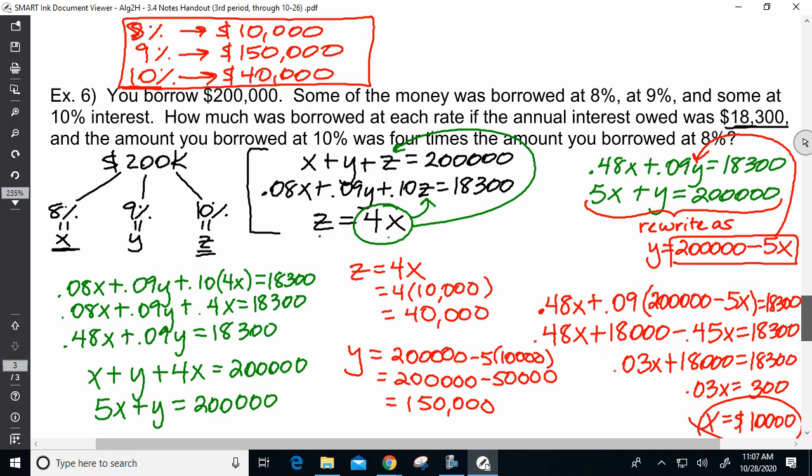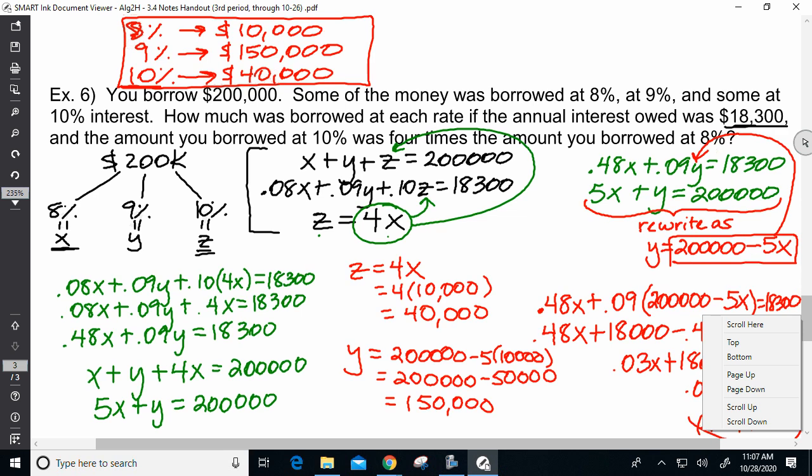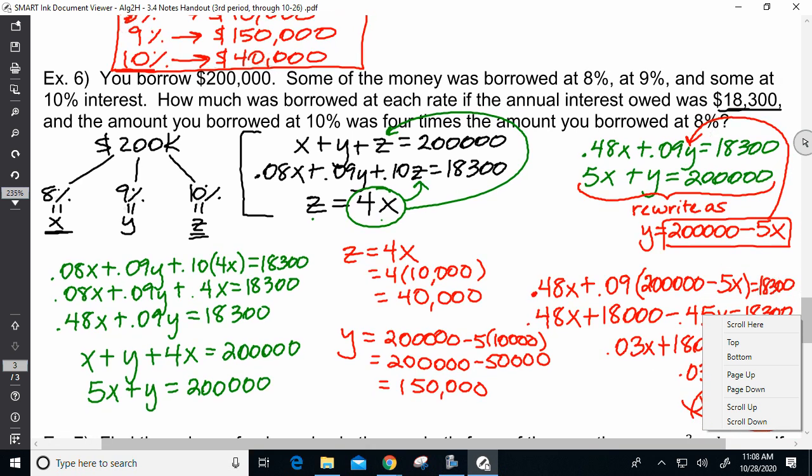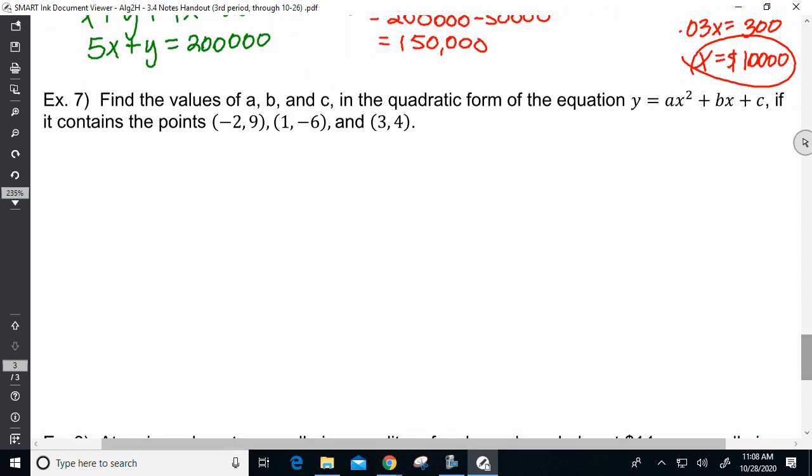Anyone still copying example 6 before we go on to example 7? That'll definitely be the last one that we do today. Going once, going twice. So, let's move up. Alright, example 7.